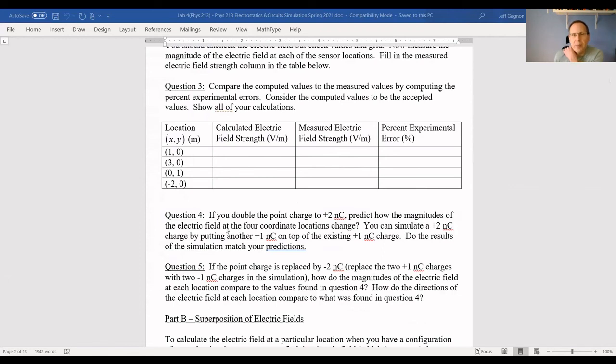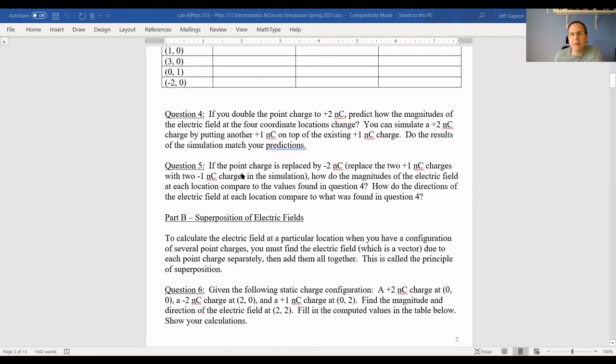All right, question 4. If you double the point charge to +2 Newton Coulombs, predict how the magnitudes of the electric field at those 4 locations will change. And then you can simulate this by putting 2 +1 Newton Coulomb charges together. You just put one on top of the other one, and that represents +2 Newton Coulombs. And then you can measure it and see if it matches what you predicted.